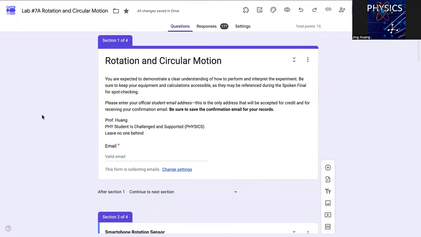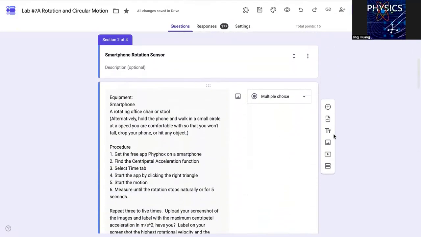Hello, I'd like to explain a few parts about the rotation experiment. In this experiment, we're going to use the sensor on our smartphone, a sensor that helps us to measure rotation. These sensors are usually extremely expensive for our labs, so we are not really able to have those in the labs. But fortunately, with the smartphone, this is made possible.